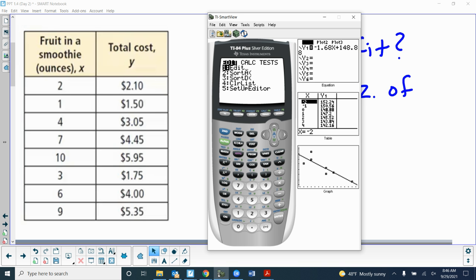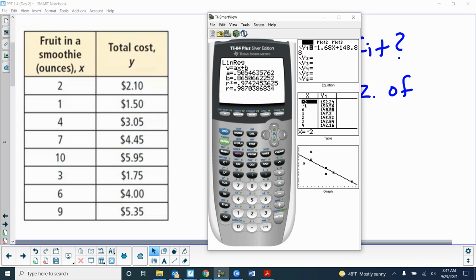So I hit stat, and then what? Calculate, right? Calc. So I hit the right arrow key. And again, these are called what? Linear regression. So which number? 4, right? Number 4. You want that to show up, that lin reg. All right. Now, some of you, again, you get to this point, some of you have some things and then calculate at the bottom. Highlight calculate. With me, I can just hit enter and it'll show me those.